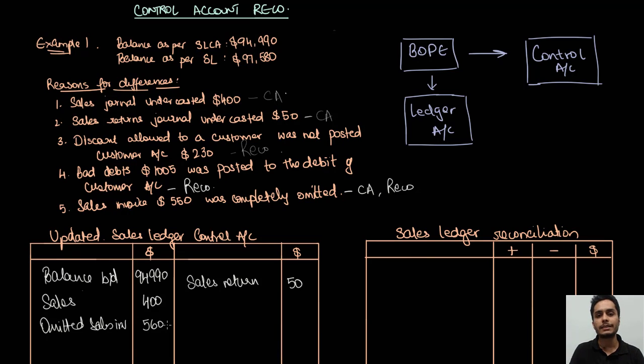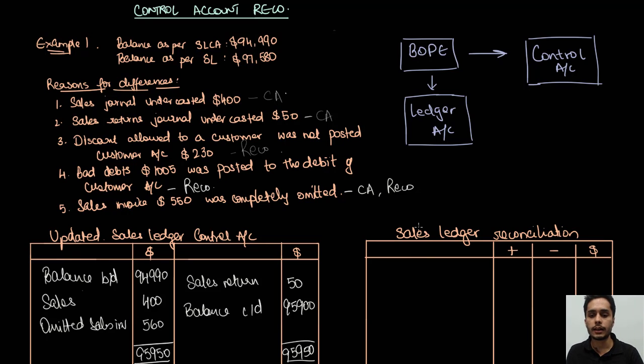You need to take a revised balance carried down in the control account. That will be done by taking a total on the debit side of the control account. I get 95,950. So 95,950 on the other side, and I'll have to calculate my revised balance carried down, subtracting the 50 from the total. I'll get 95,900. Now this is my revised balance as per my sales ledger control account.